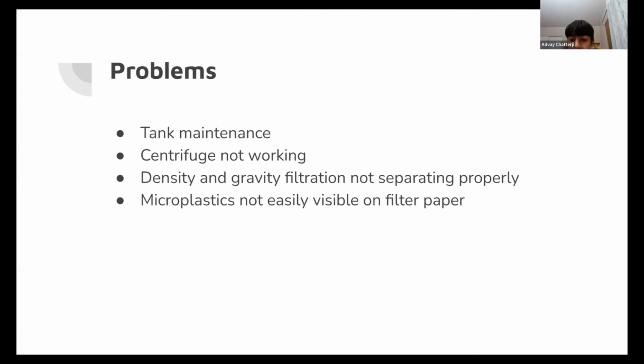Something that looked promising at first was using a centrifuge to separate the microplastics out of the digestions. However, that did not work because it was too hard to separate and the plastics were not visible. We also attempted using density and gravity filtration. It was not separating in the way that it was supposed to because of density differences, leading to us giving up on this method. When we used a hypersaline solution, the microplastics were hard to see in the filter, which led to us not being able to get proper data and identify how many plastics were left.